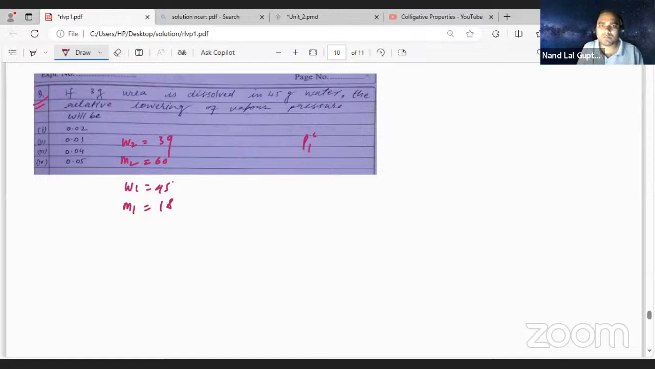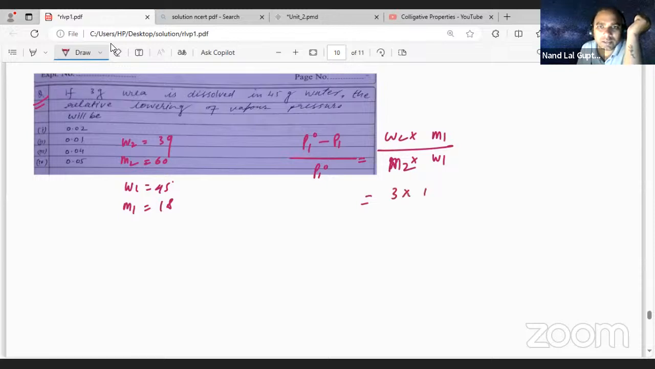P1 naught minus P1 upon P1 naught is equal to this value, they did not give. So directly we have to calculate. It is equal to W2 upon M2 multiplied by M1 upon W1. W2 value they have given is 3 gram. M1 is 18, M2 is 60 and W1 is 45.